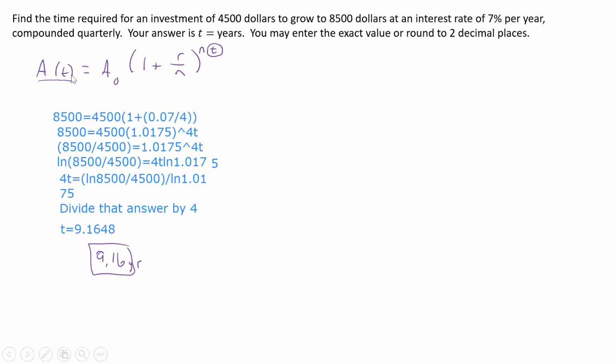Again, you just have to remember this equation. And the other key thing is knowing the n values. So quarterly means it's going to be 4 times. Annual would be 1. Semi-annual would be 2. Monthly would be 12. Daily would be 365. So how often they compound it is going to determine what your n value is. But everything else is pretty straightforward plugging in there.